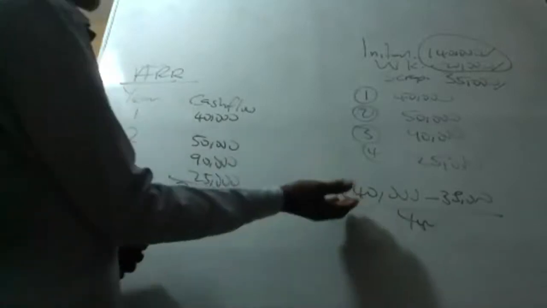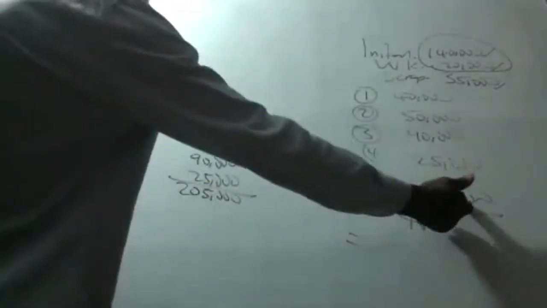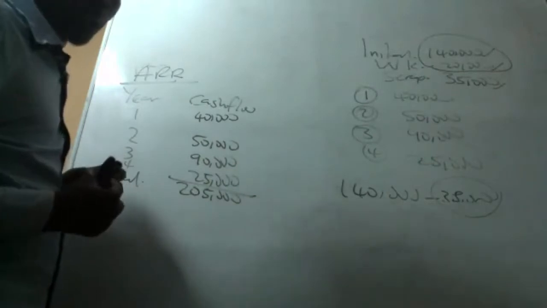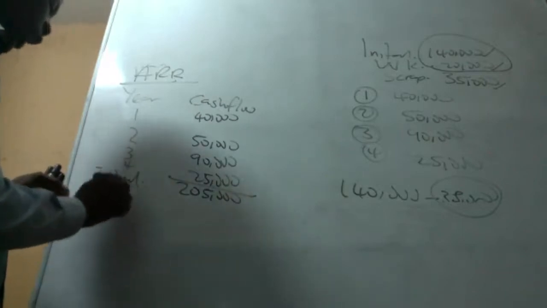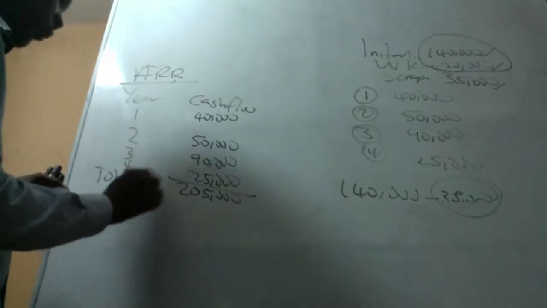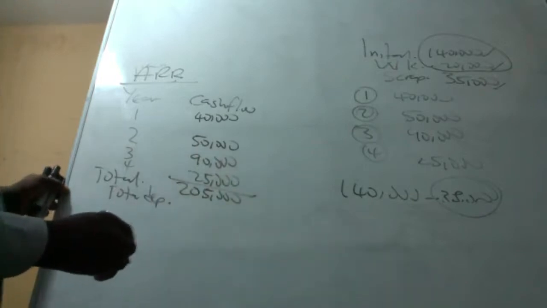If the cost is this and the scrap value is this, just subtracting will give you the total depreciation. We call it the depreciable amount because out of the 140, 35,000 will not be depreciated. So the amount that we are going to depreciate will be 105. What if there's no scrap value? If there's no scrap value, the entire amount will suffer depreciation.